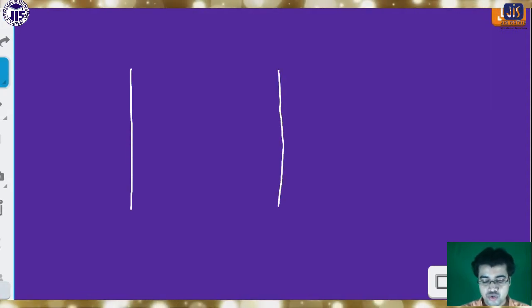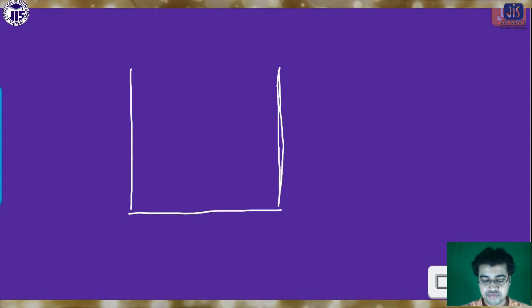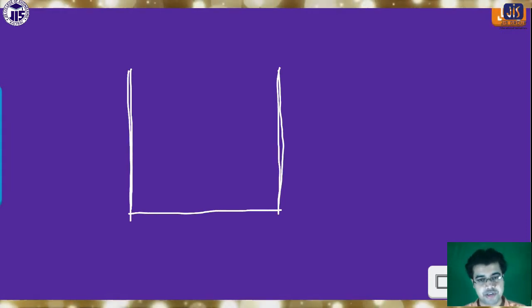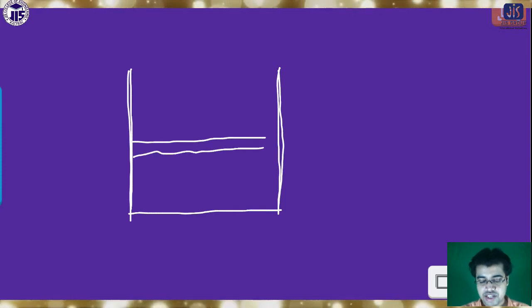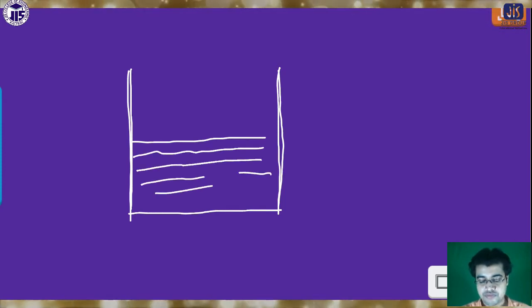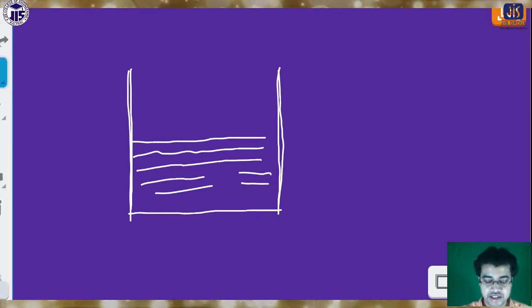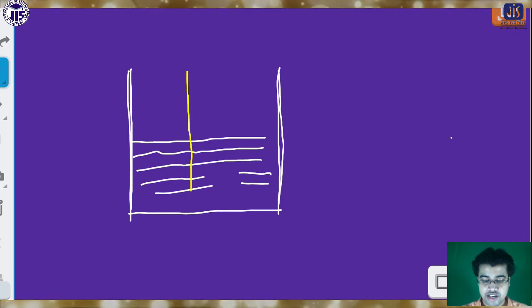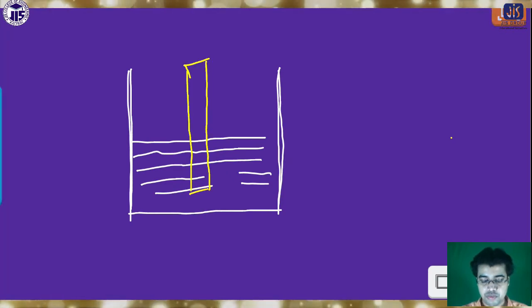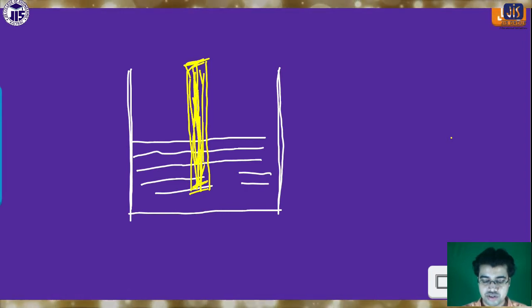So look here, suppose this is a chamber, and as in your previous class, there is a zinc sulfate solution in the chamber. An electrode is dipped in this solution; suppose this is the zinc rod. The zinc rod is dipped into the solution.